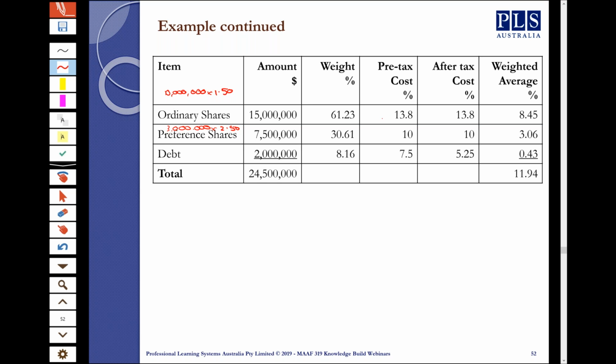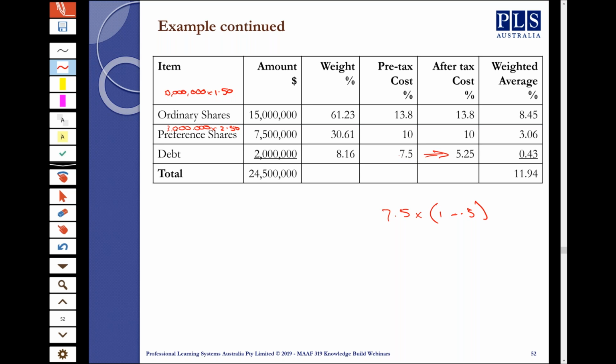Note I said that debt was 7.5%. My equity was 13.8 and 10 respectively. But then I trust what you're noting. As I move my debt, I turn it into an after-tax amount. So 7.5 multiplied by 1 minus the 0.3. Note my equity, I do not get a tax deduction for my dividends. So my equity stays as a before tax figure.